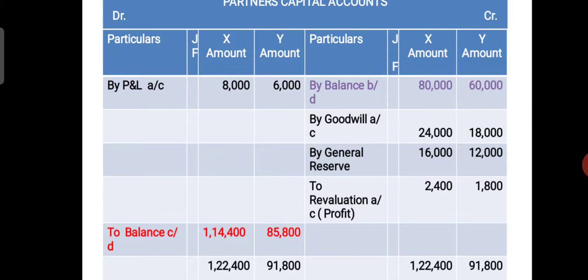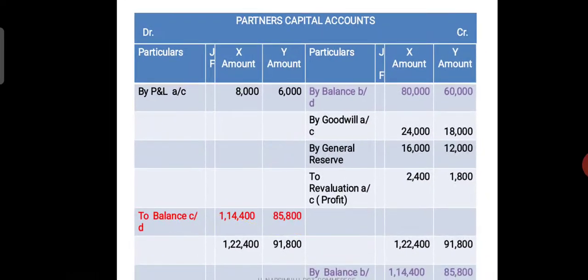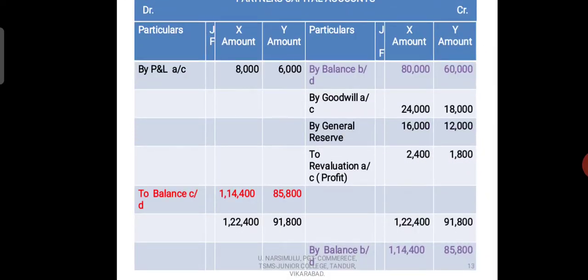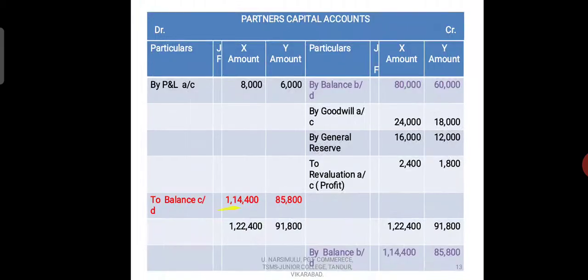Similarly, Y capital account credit balance, total amount is 91,800. From that we deduct the 6,000 debit amount, and the difference you will have is 85,800. So this amount will appear in the new balance sheet. So balance carried down, balance brought down, 1,14,400 and 85,800. Like this we prepare the old partners' capital accounts.